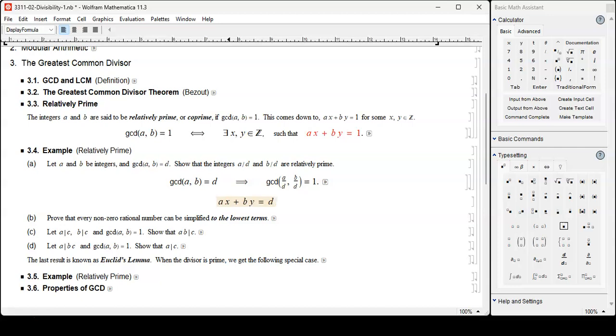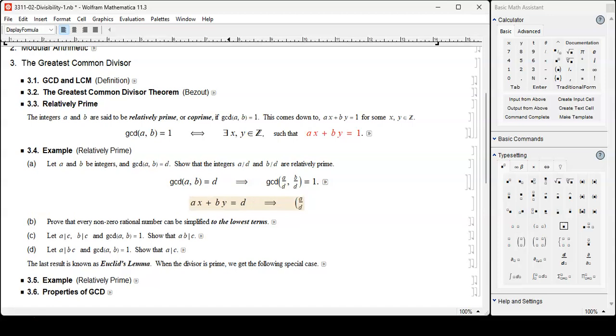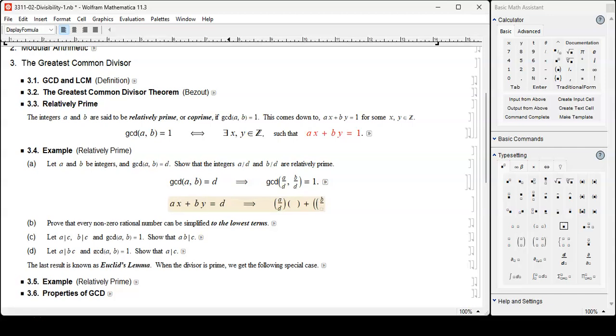And from here, a over d times some integer, something, and then b over d times some integer, something. That's what you have to prove. Any idea how to do this? It's going to be trivial.